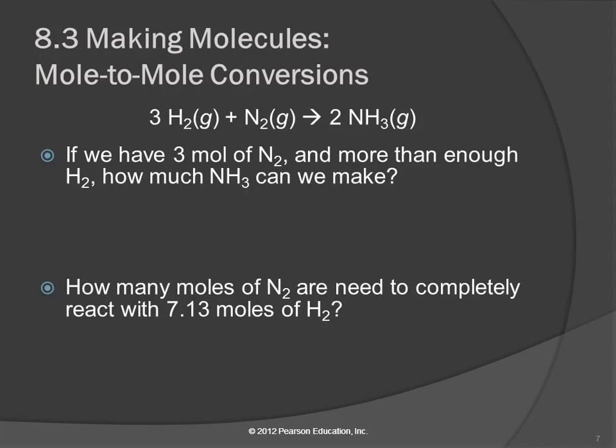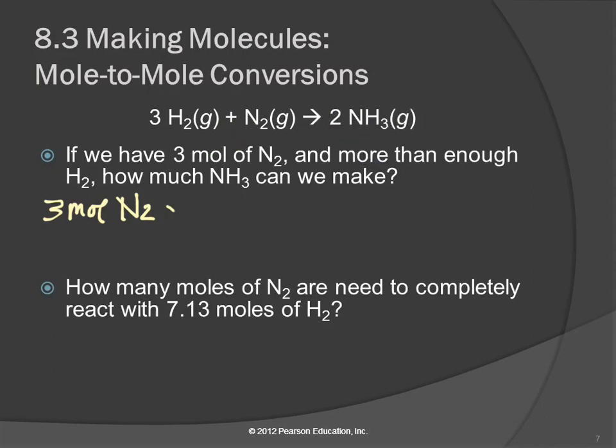So if we have 3 moles of nitrogen and plenty of hydrogen, how much ammonia can we make? This is like the pancake question. It's a little trickier to think about, though, because it's hard to visualize these things. Well, we can do the same thing that we did there. 3 moles of nitrogen. Let's do dimensional analysis using a mole ratio between these 2 guys. So here's nitrogen and here's ammonia.